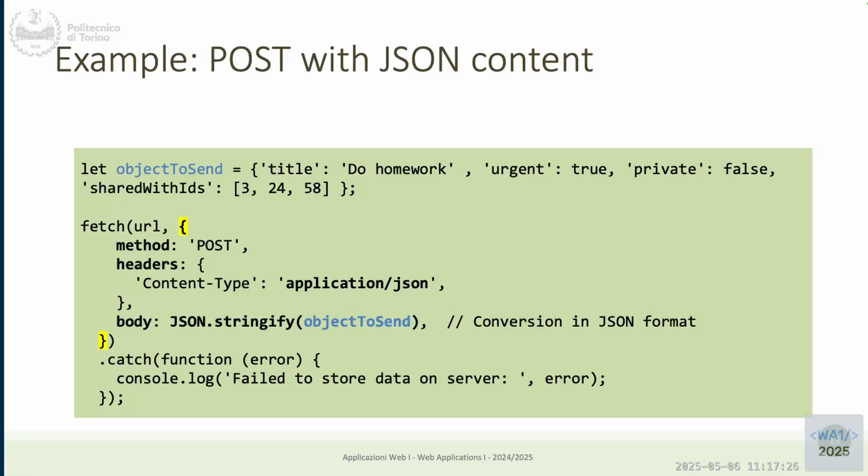So method will change the method, headers will provide some extra headers. For example, if I'm sending some JSON packet, I need to provide the content type application/json, because remember, the JSON middleware in Express expects to see this header to be able to decode the request body. And then the body itself, if I'm doing a post. So normally, if it's a get, I don't need anything special. If it's a post, I need to provide a property object like this.